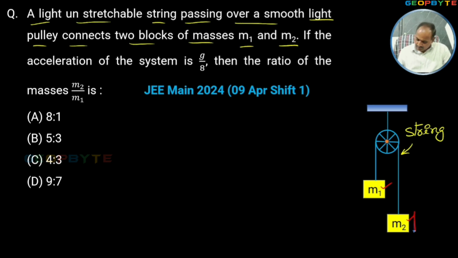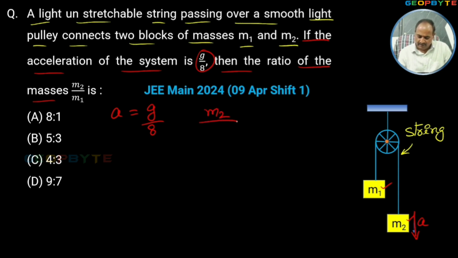Let us say M2 is moving down with an acceleration a. If the acceleration of the system is g by 8, that is a equals g by 8, then the ratio of the masses m2 by m1 is equal to how much? That is the question. For that, since we are assuming that m2 is moving down, I can conclude that m2 is more than m1, then only it is going down. Otherwise, m1 would be going down.